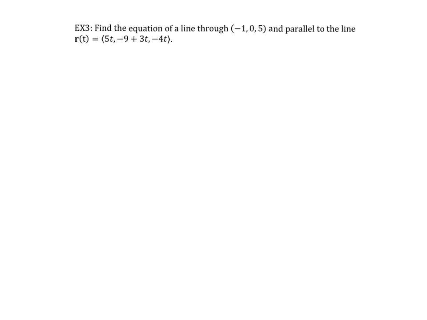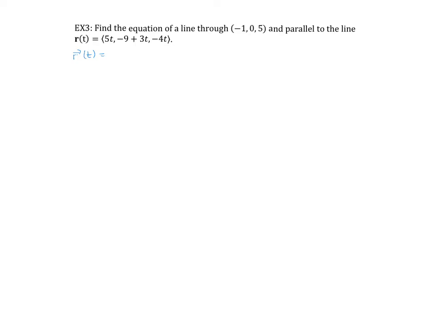We'll do another example. Example 3 says to find the equation of a line, and we have a point that it's going to go through, -1, 0, 5, and parallel to this given line. Okay, so since these lines are going to be parallel, I can use the same direction vector. In this equation R(t), I'm going to break it into its components so I can identify my direction vector.